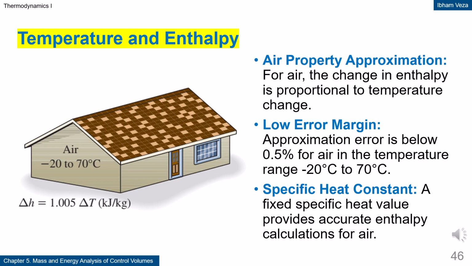Temperature and enthalpy. For air within a certain temperature range, the change in enthalpy is proportional to the change in temperature. This approach uses a constant specific heat value. The error produced by this approximation is very small. Therefore, this method is often used in engineering calculations. This greatly simplifies energy analysis in air systems.